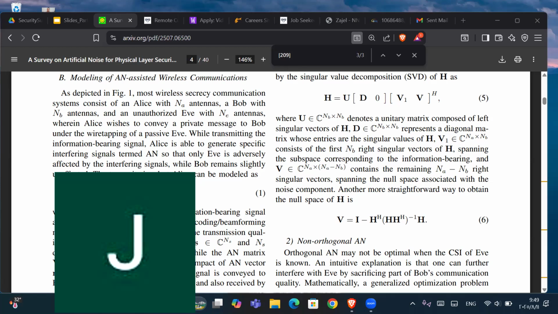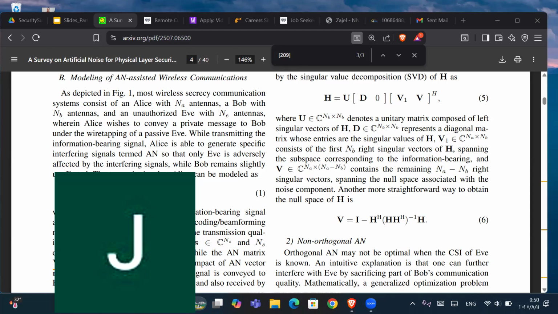So the precoding beamforming attempts to enhance the transmission quality of the information bearing vector S, and Ns denotes the number of data streams. So V, the artificial noise matrix, what's the dimension of it? It's very important to know the dimension of it because this will help us understand how the technique is working.